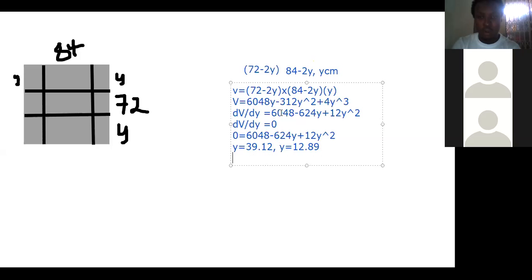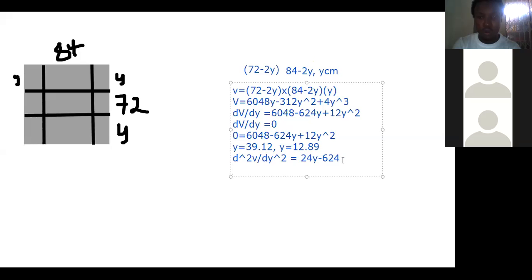So we are going to differentiate this one again. We are going to find d squared V over dy squared. When differentiated, the constant will go away and it will be left with this. So it's going to be 24y minus 624. I hope my differentiation is correct.